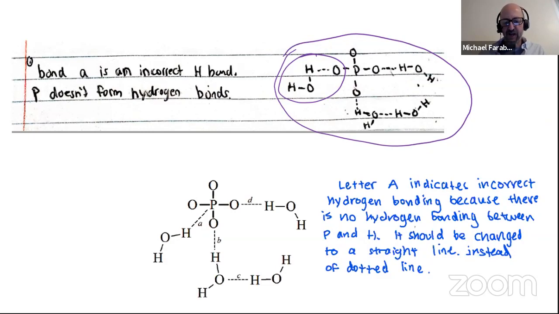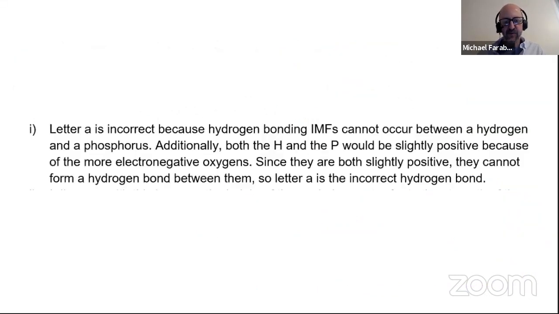This person's a little bit confused. It says that the correction is that the line should be changed to a straight line instead of a dotted line. Okay, that's not the change that we're talking about. This person says letter A is incorrect, talks about why it's incorrect, but they never actually suggested what the change should be. They're just talking about why A is incorrect.